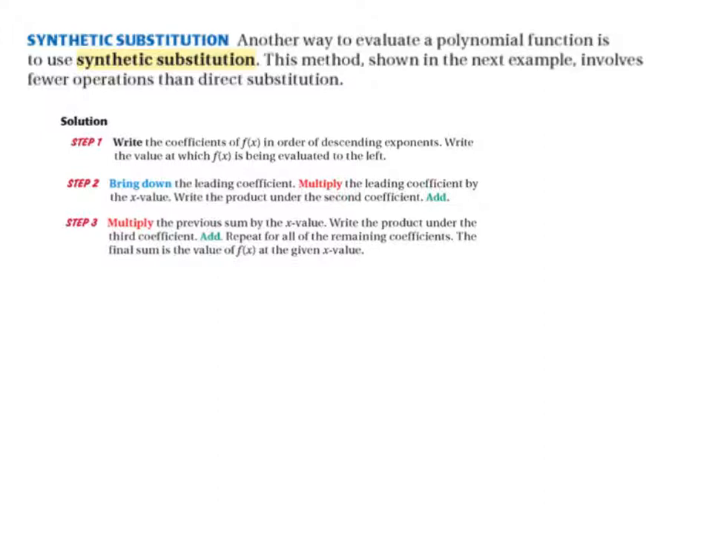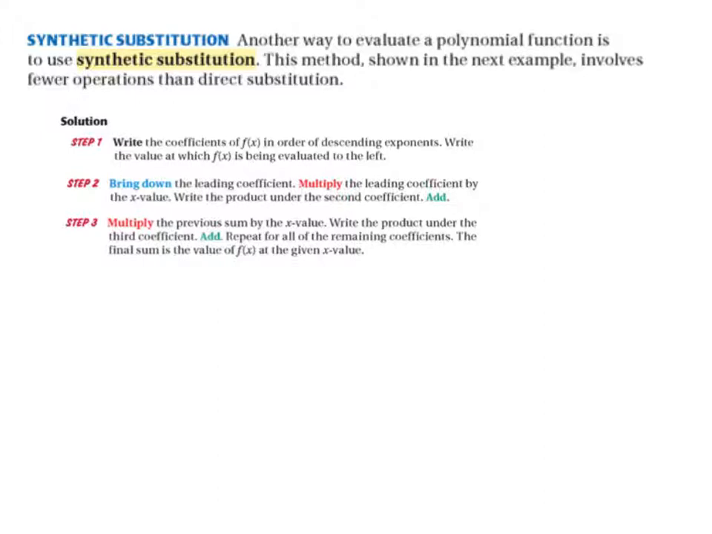All right, this is the last thing we're going to do for this part of the lesson. This is called synthetic substitution. I think it's fun. Another way to evaluate a polynomial function is to use synthetic substitution. This method, shown in the next example, involves fewer operations than direct substitution.